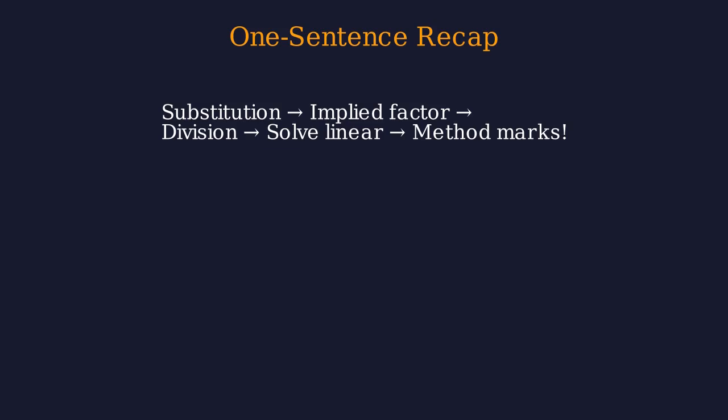Now, a short recap. 1 sentence. Reverse engineering turns a sensible guess or a given value into method marks by showing the substitution, the implied factor, the division or factorization, and the solved linear factor. That's the flow the examiner wants to read.